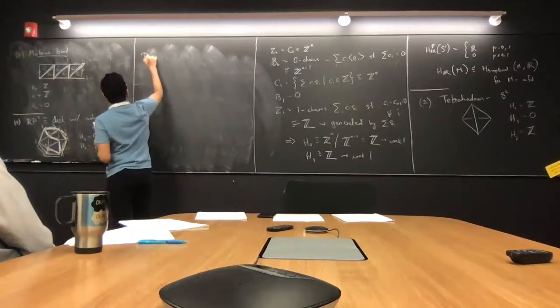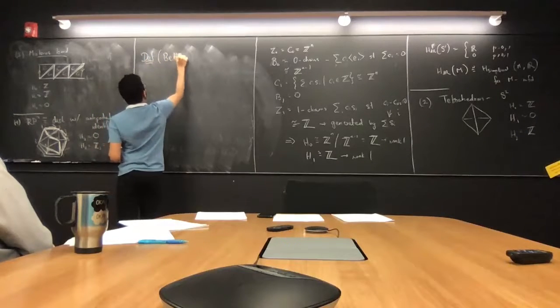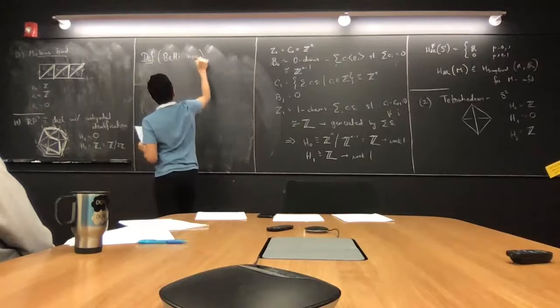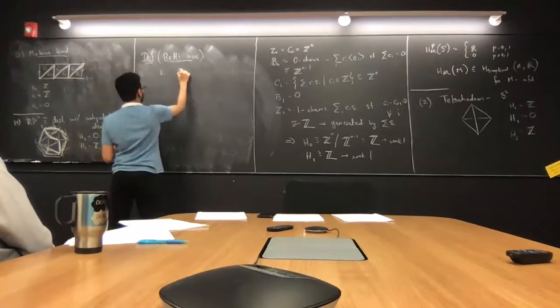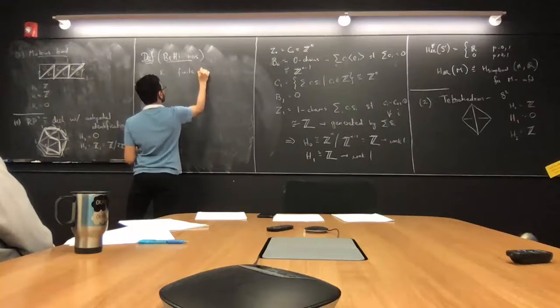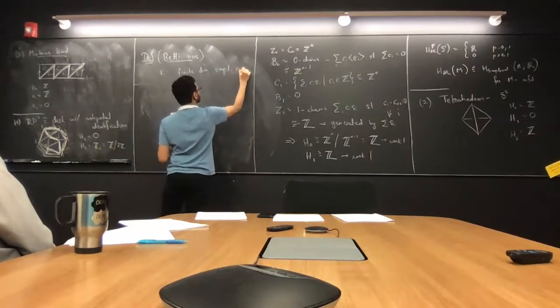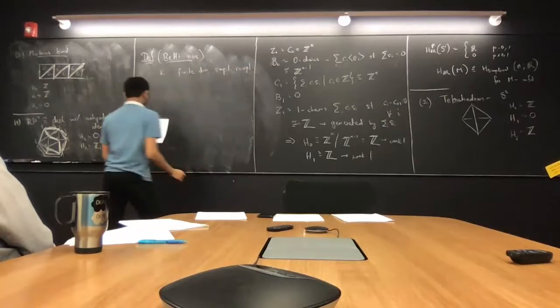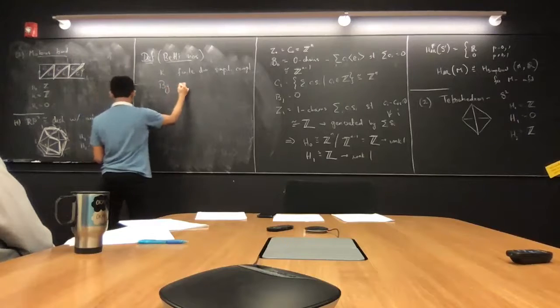We have a definition next, which is Betti numbers. So suppose K is some finite dimensional simplicial complex. By the fundamental theorem of finitely generated abelian groups.